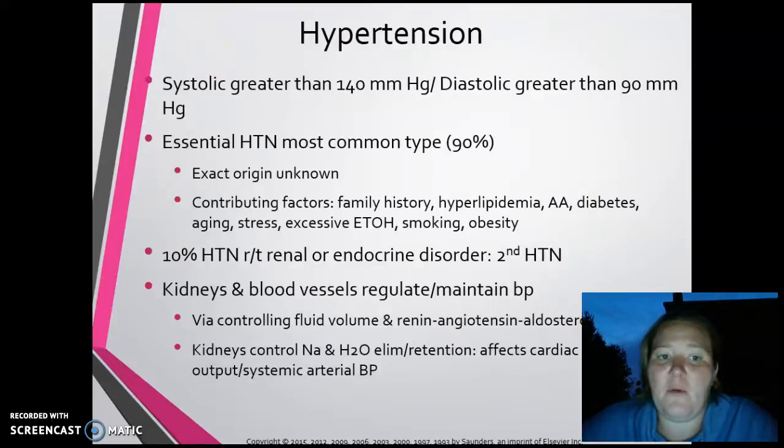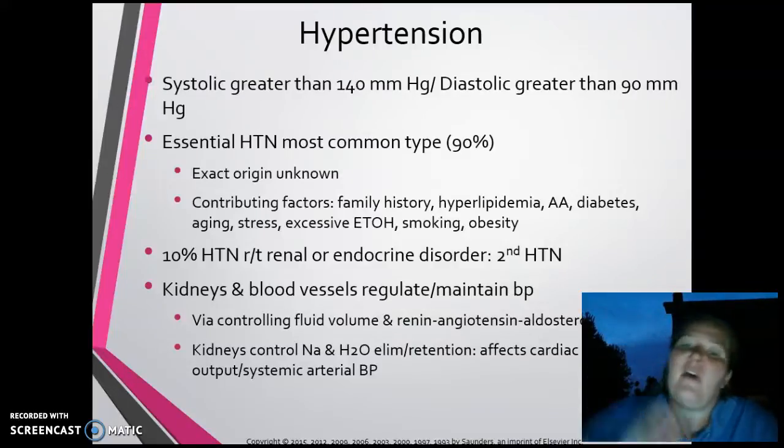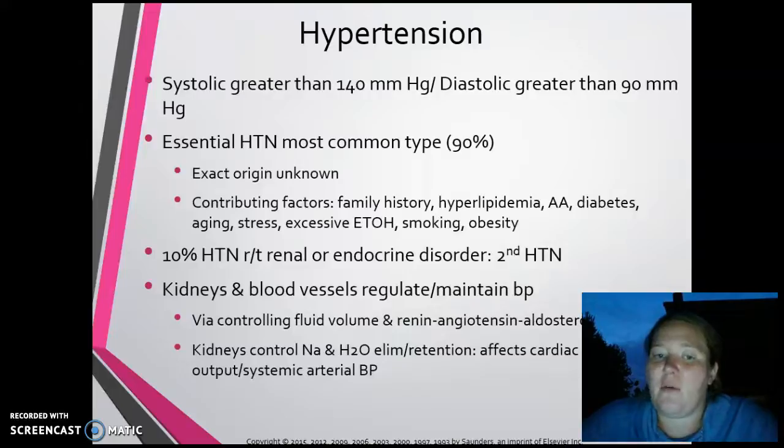Essential hypertension is the most common type, 90% of people. The exact origin is unknown, but you have your contributing factors underneath: family history, hyperlipidemia, diabetes, aging. You can see these different things on here are all part of that. Most of these are things that are damaging vessels and then narrowing them. Remember, we talked about the other day that excessive sugar will damage the vessels and then cause plaques. In this situation, many of these things cause plaque buildup, so the blood has a more narrow vessel to shoot through to get to either the body or the heart.